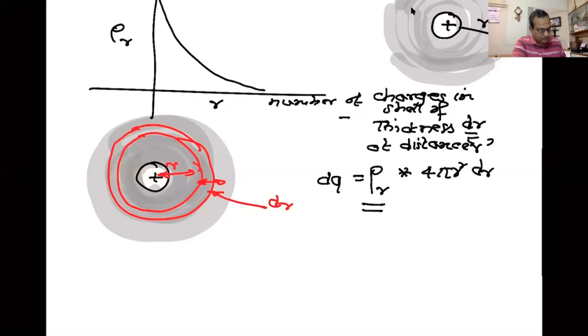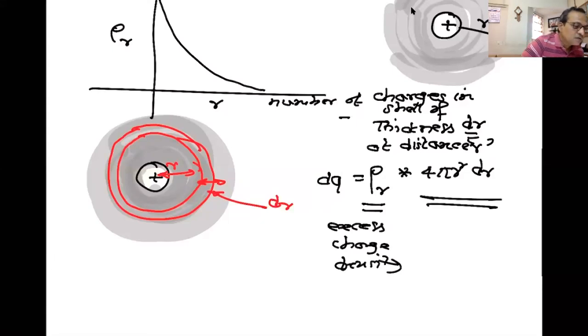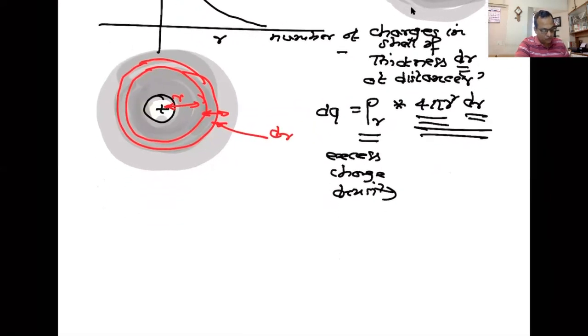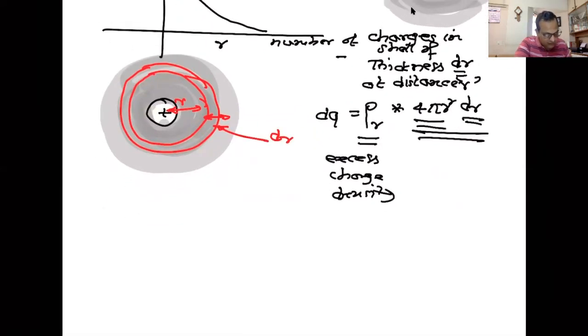So this is the excess charge density, and this is basically the volume of a shell. Okay, 4 pi r square into dr is the volume of the shell, is it not? So the volume of the shell into density will give you the number of charges in that particular shell.